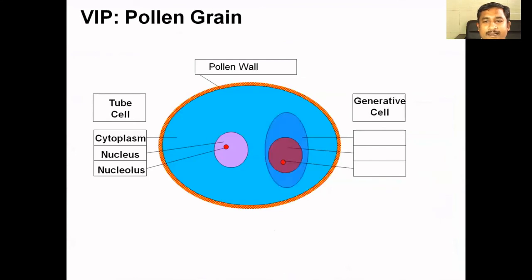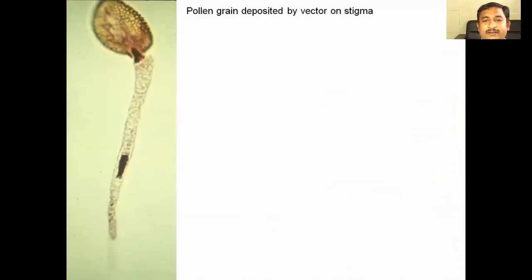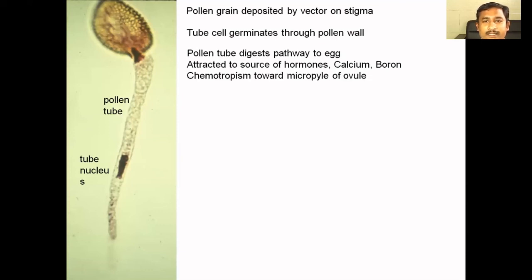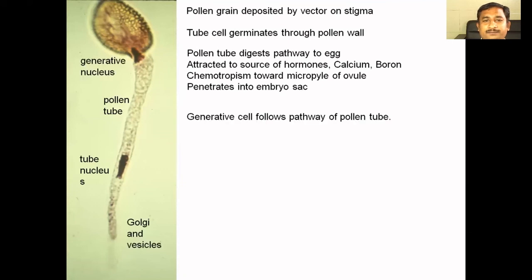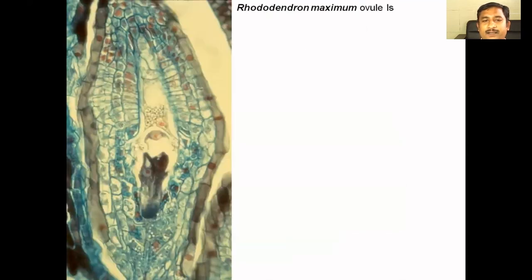This is how the pollen grain is. You are clear till the pollen grain. This is how it is with a tube cell and a generative cell. See here, this is the stained pollen grain. This is how it germinates. There is a tube cell and a pollen nucleus. And these are the two sperm cells. There is a tube cell, and okay.